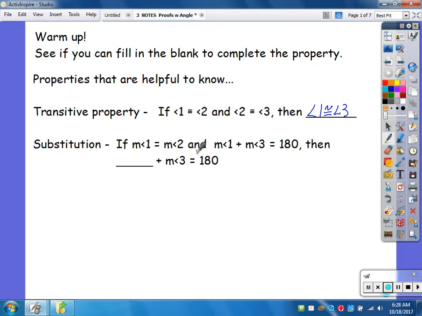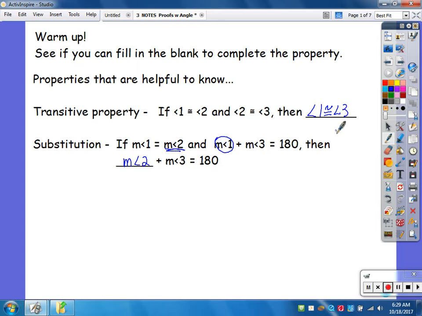Substitution, this is one that you've probably heard about in algebra. If the measure of angle 1 equals the measure of angle 2, and the measure of angle 1 plus the measure of angle 3 equals 180, then we could replace the measure of angle 1 with the measure of angle 2 because they're the same thing. So I can say then that the measure of angle 2 plus the measure of angle 3 equals 180 degrees. These two properties are properties we're going to use all the time in proofs.